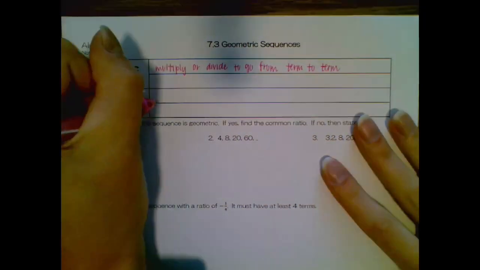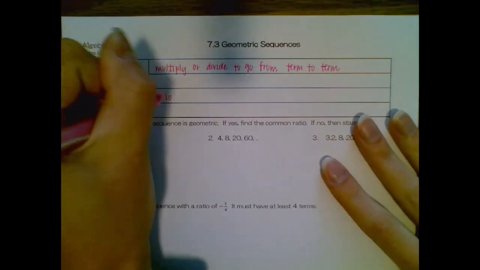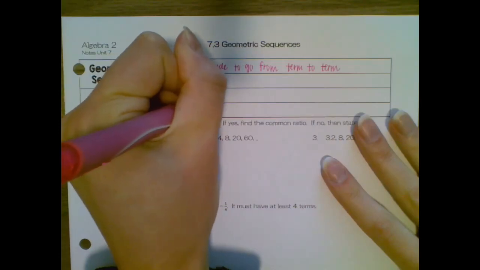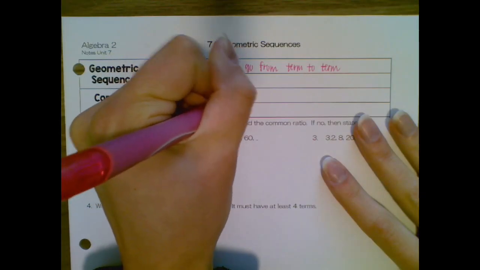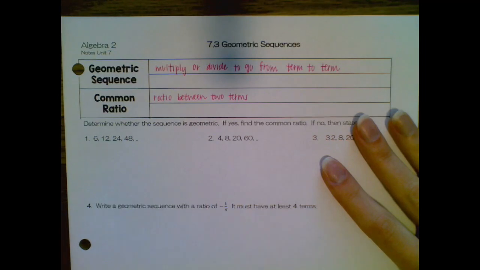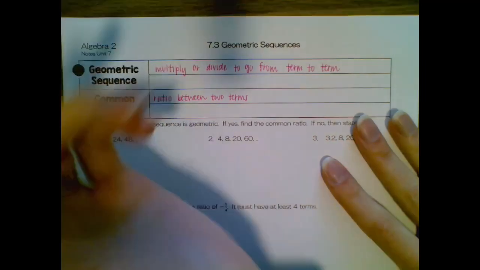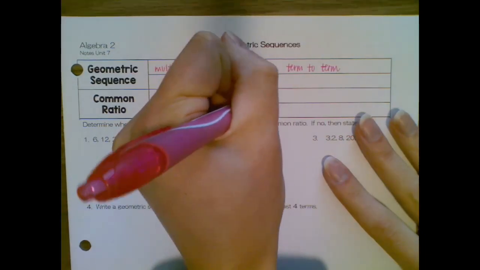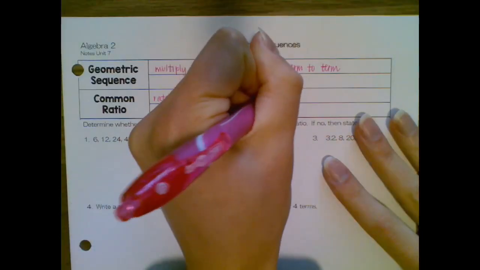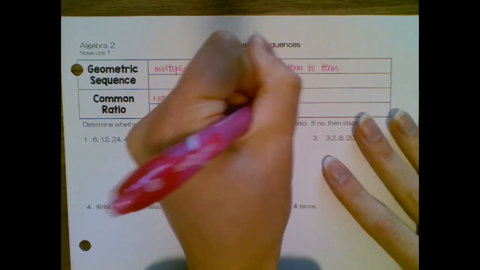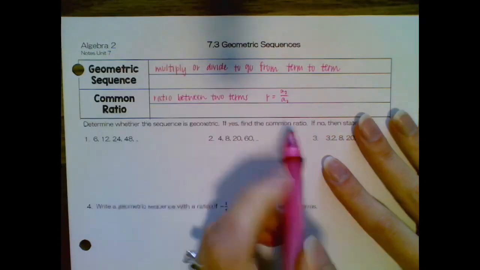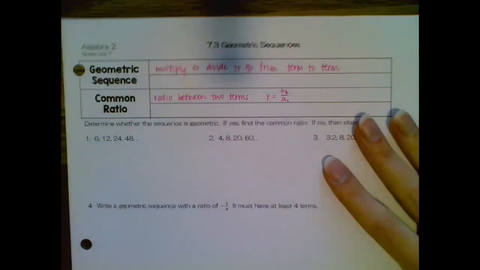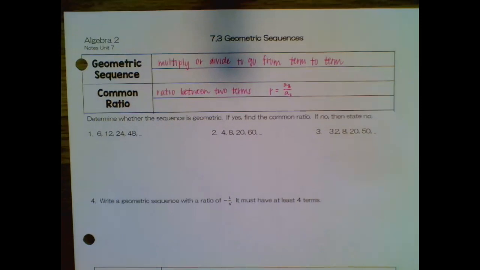The common ratio is the ratio between two terms. You can think of this as like the common difference of an arithmetic sequence, okay? So a way to find the ratio between two terms, we're going to label that as r, okay? And you can find that by taking the next term and dividing it by the previous term. So that's why I put a sub 2 here. Okay, and I'll show you what that looks like as we do some problems.